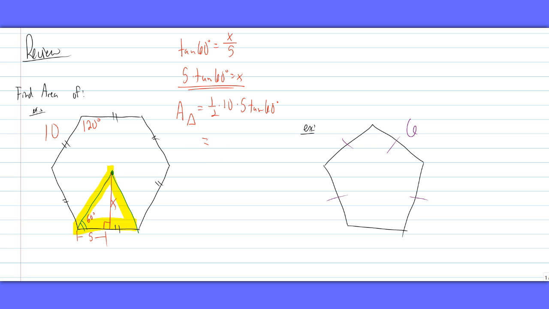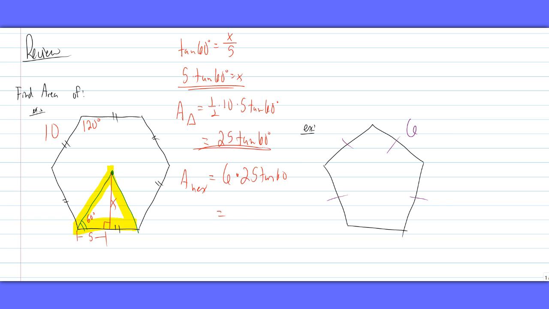And then before I go to the calculator and start working with decimals, I'm going to multiply all these rational numbers out front. 1/2 times 10 times 5. So the product of all of those comes out to 25, still with the tangent of 60 after it. That's the area of this one yellow triangle. But because there are 6 sides in this regular hexagon, it means that there's 6 congruent triangles, all of the same size. So then the area of this hexagon is 6 times that 25 tangent of 60.